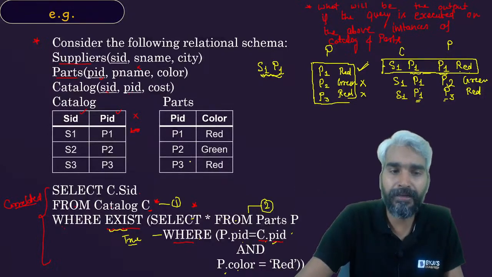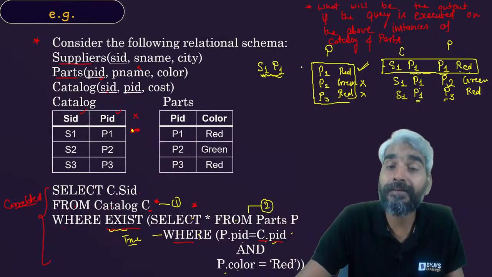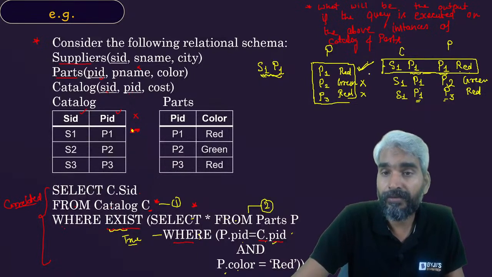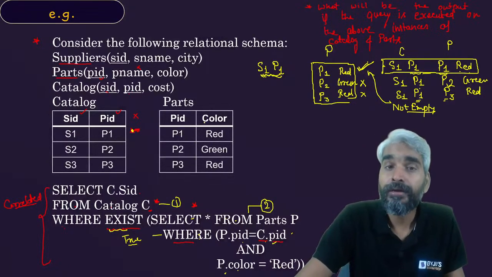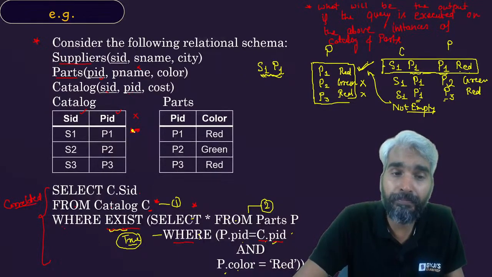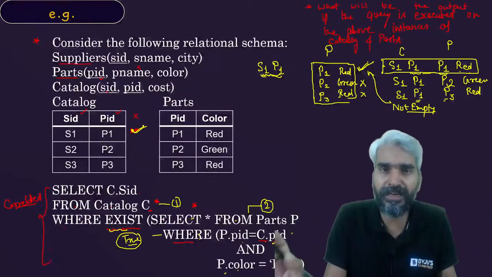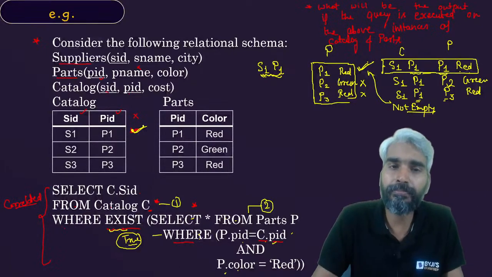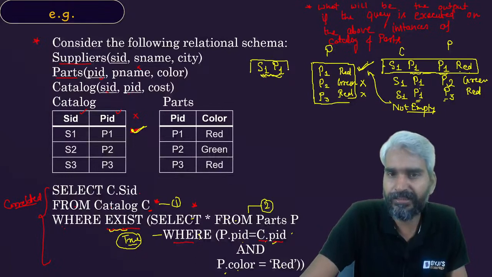For the first tuple, we know the output of the inner query is not empty. Because it is not empty, this WHERE is true, and therefore this first tuple, S1 P1, will be selected. For the time being, this S1 P1 is satisfying the condition, so something will be created with respect to S1 P1.